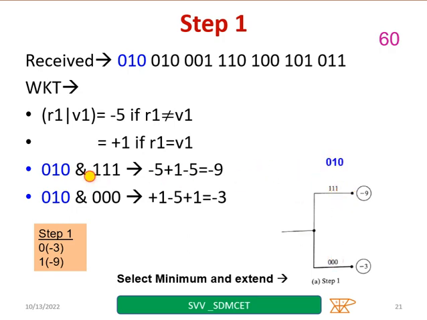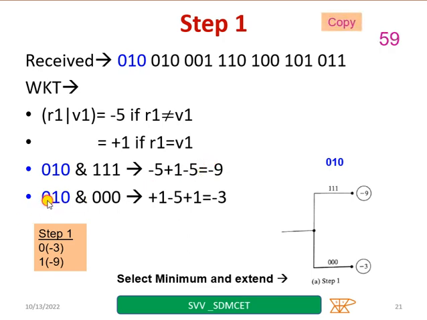Just find out whether 0, 0 is there. No. 0, 1 is there, minus 5. 1, 1 is there, plus 1. 0, 1 is there, minus 5. When there is a difference, received is different from sent, it is minus 5. Whatever is sent, if I receive the same thing, it is plus 1. Using that, I am calculating this. Pause the video, try to understand.